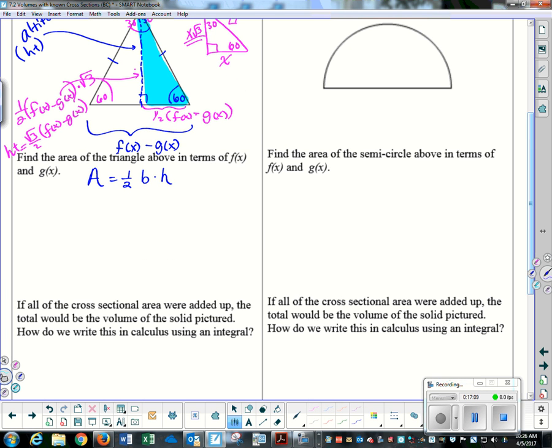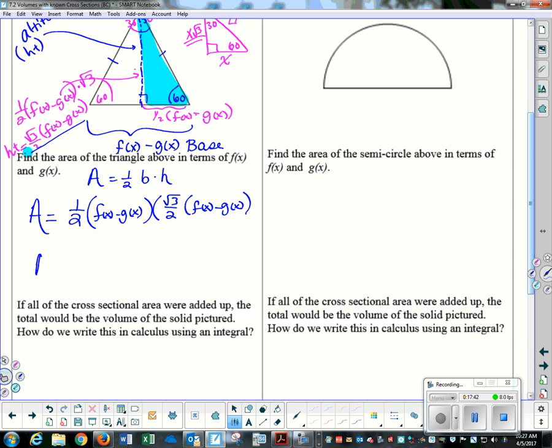All the things we get to learn today, or relearn. The area will equal 1/2 my base. The base is the long segment, isn't it? So I'm going to have f of x minus g of x multiplied by the height, which we had over here, root 3 over 2 times f of x minus g of x. And that is the area of the triangle.